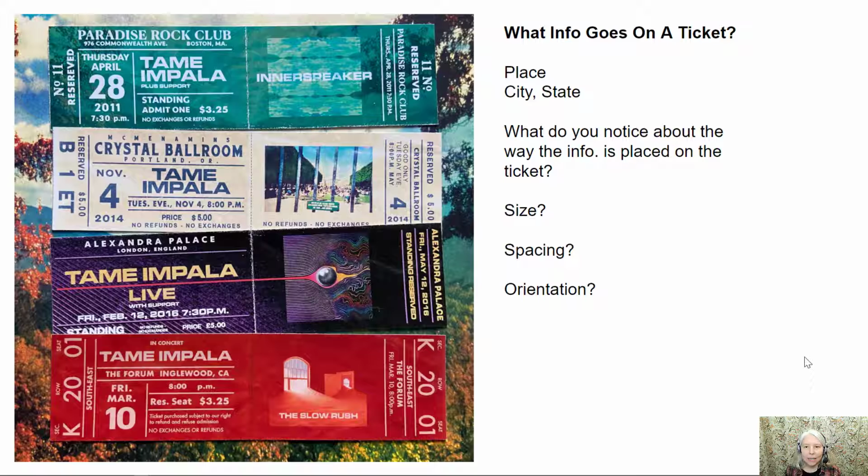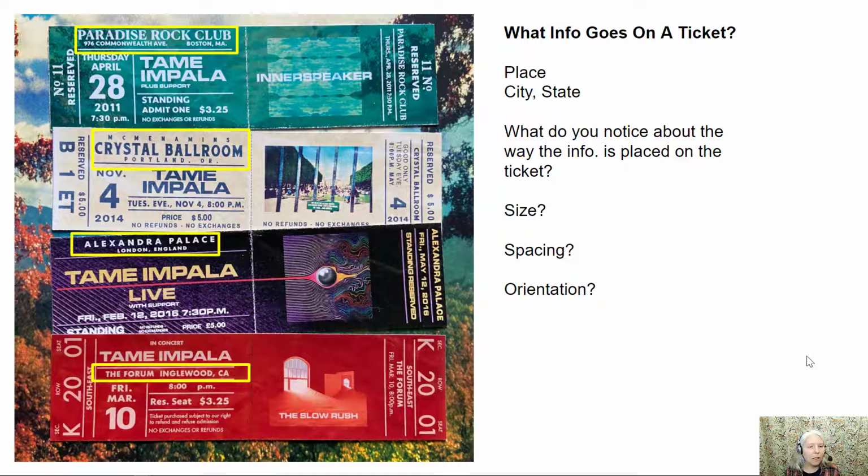Next is the place and the city. So here we go. On these tickets, it has a tendency to be towards the top, but that's not necessarily a rule. That's just the way this ticket is designed. And what do you notice about the way the info is placed on the ticket? The size, the spacing, the orientation.